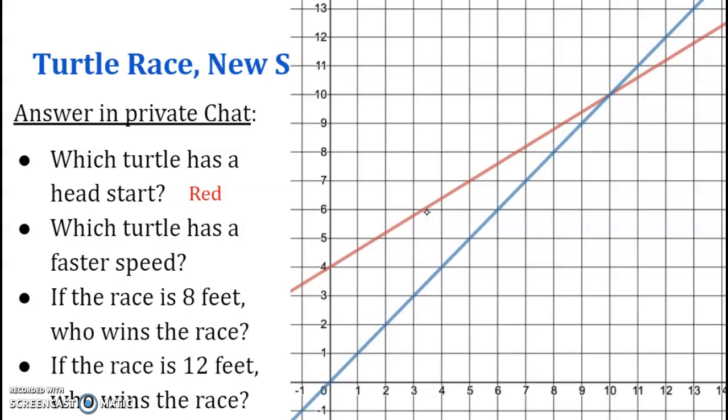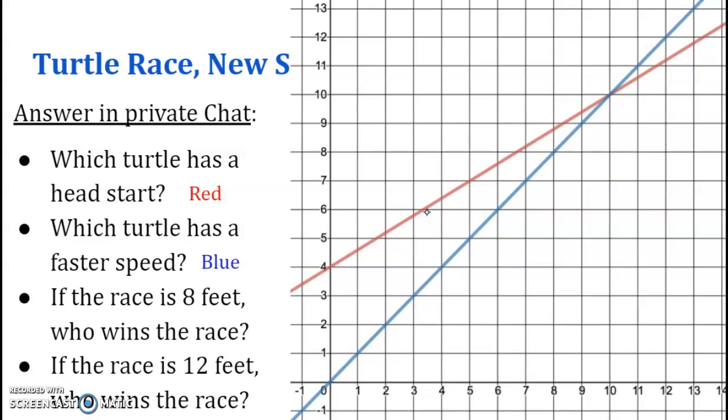The first question: which turtle has the head start? The red graph is starting not at 0, 0, which represents the starting line, but at 4 feet away from the starting line. So that has the head start of 4 feet. Which turtle has a faster speed? The speed is really how fast it is, the steepness. Which graph is steeper? It's the blue one.